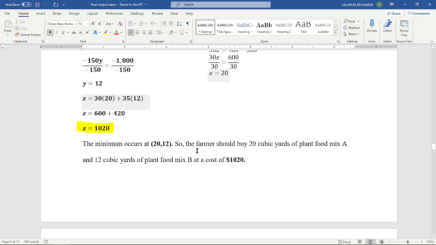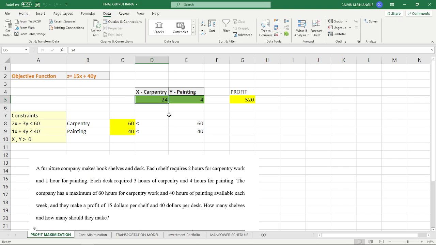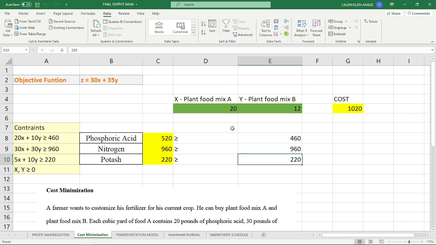So the farmer should buy 20 cubic yards of plant food mix A, and 12 cubic yards of food mix B at the cost of $1,020. So how do we solve it in Excel solver?